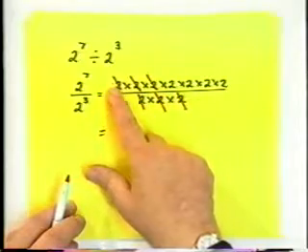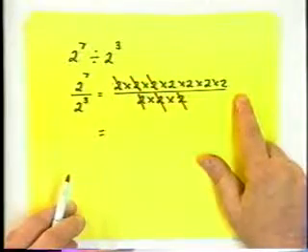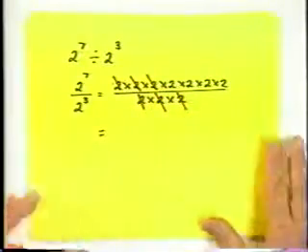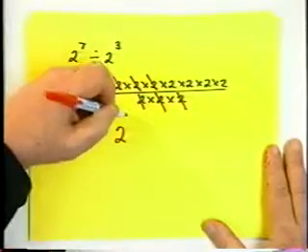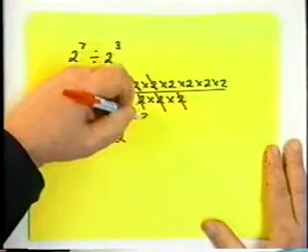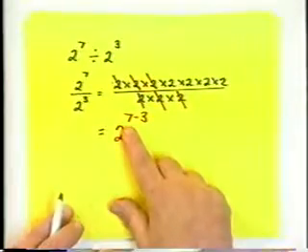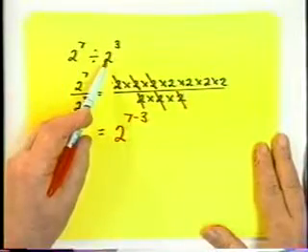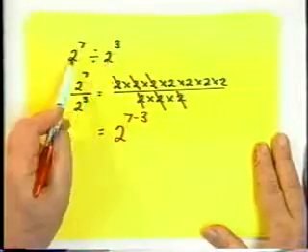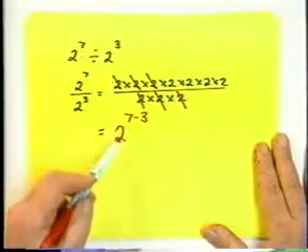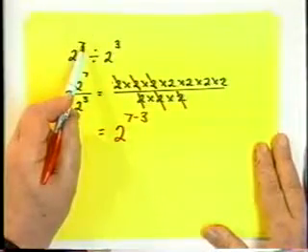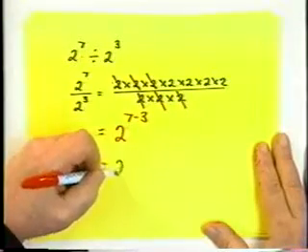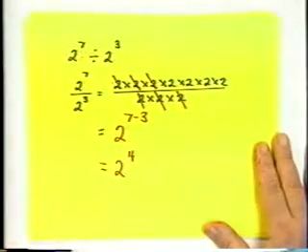How many 2's did I start with altogether? I started with 7, didn't I? How many did I cancel out? 1, 2, 3. In other words, I started with 7 2's and canceled out 3 of them. I have 7, crossed out 3. You see what happened over here? To divide this problem, what did I do? It was the same base. I kept the common base, and I subtracted the exponents. 7 minus 3. Another way of writing this would be 2 to the 4th power.